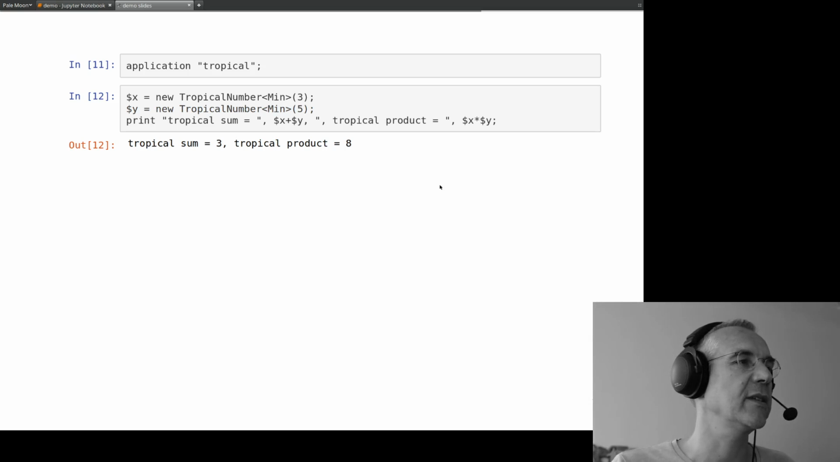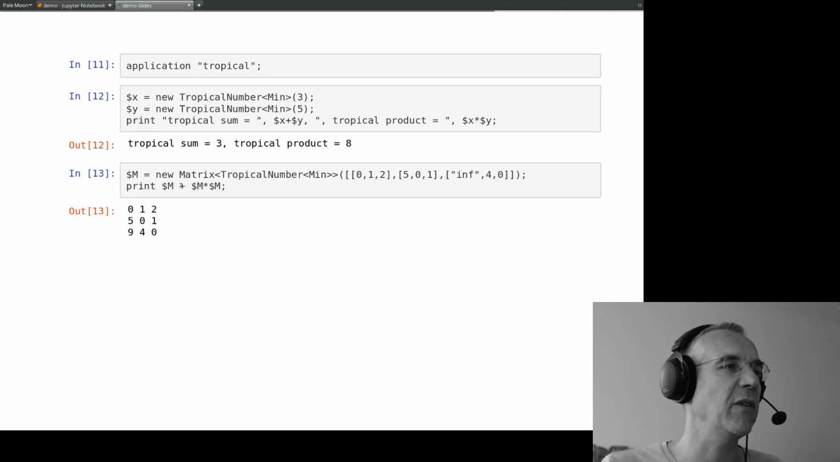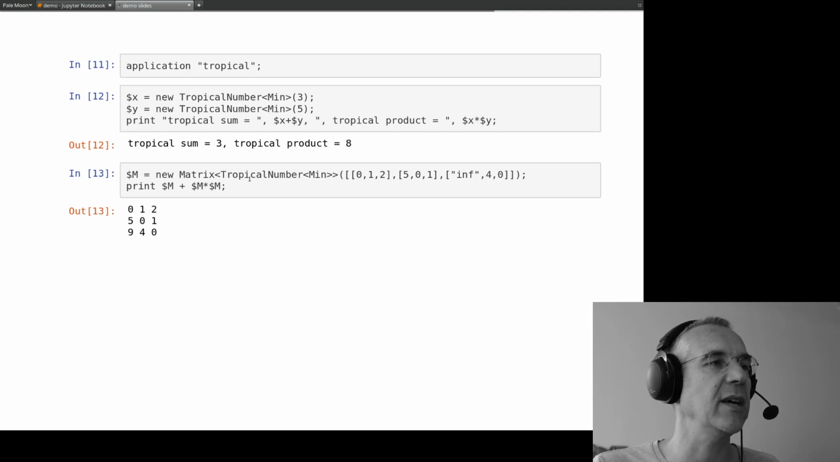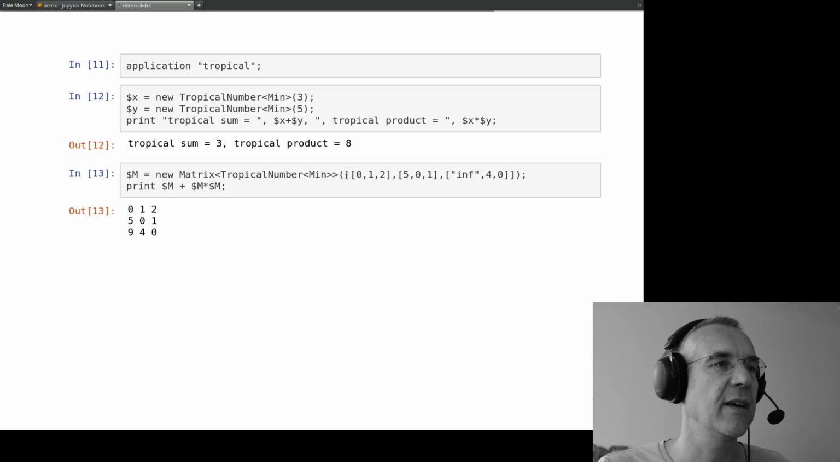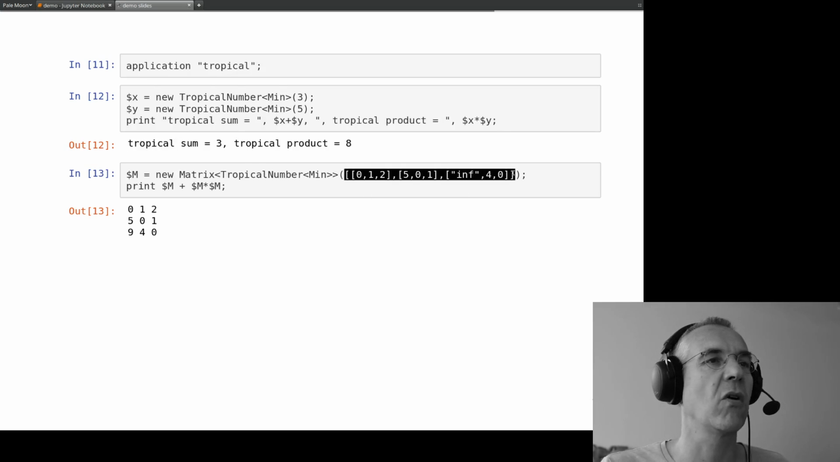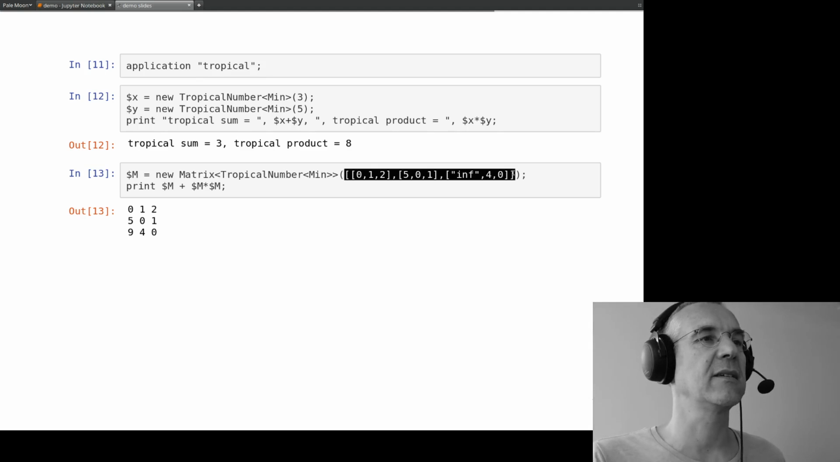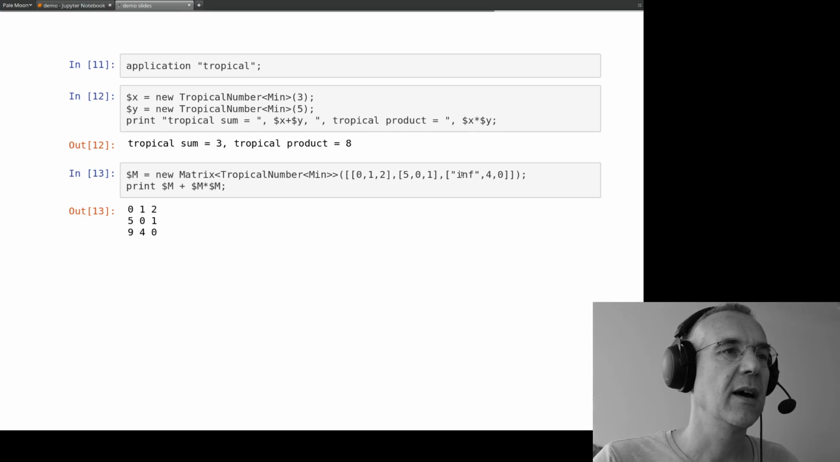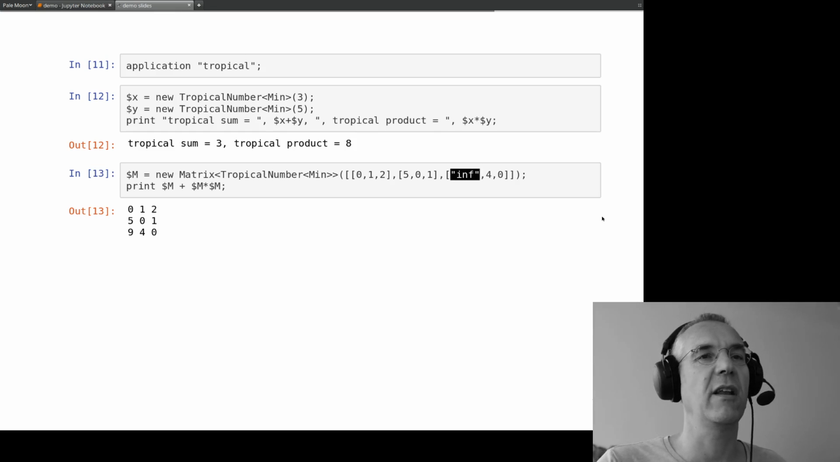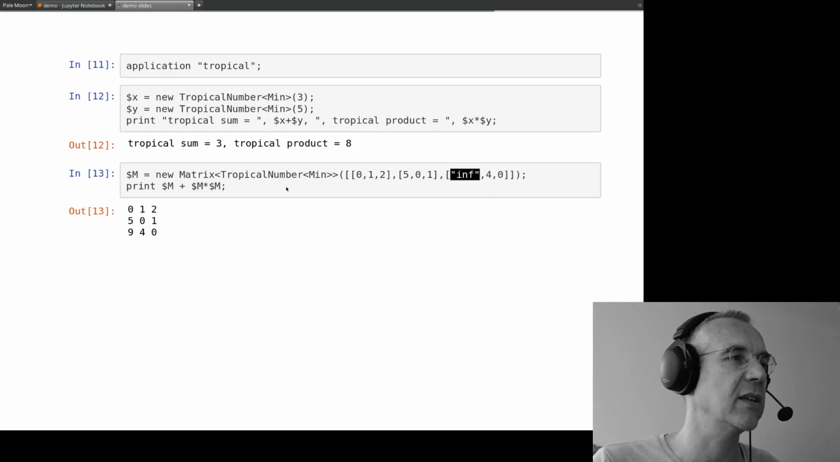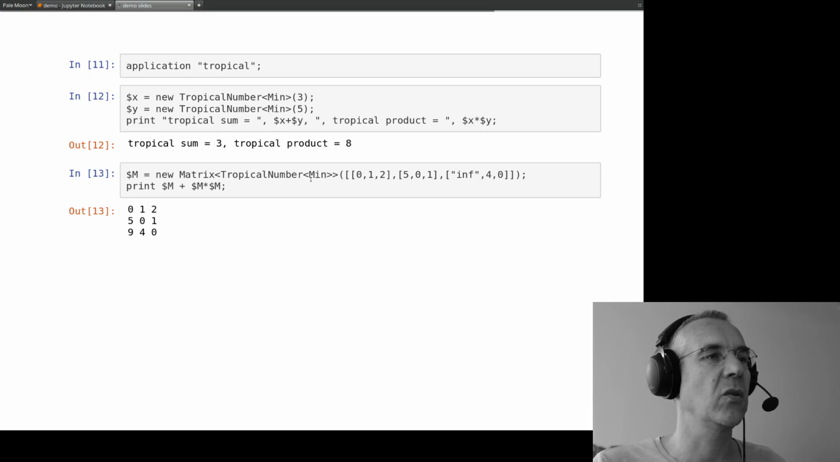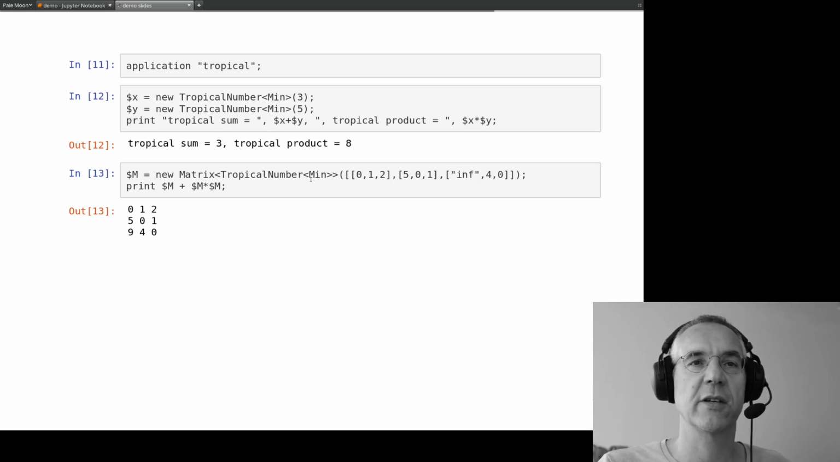So what can you do with this? You can do the same with matrices. You can define a matrix with tropical numbers as its coefficients. That's a definition of a matrix row-wise. So it's a 3x3 matrix, three rows and three columns. And for instance, you can also work with a neutral element, which is infinity, that is spelled out like this here. And so why should people in optimization care about this?